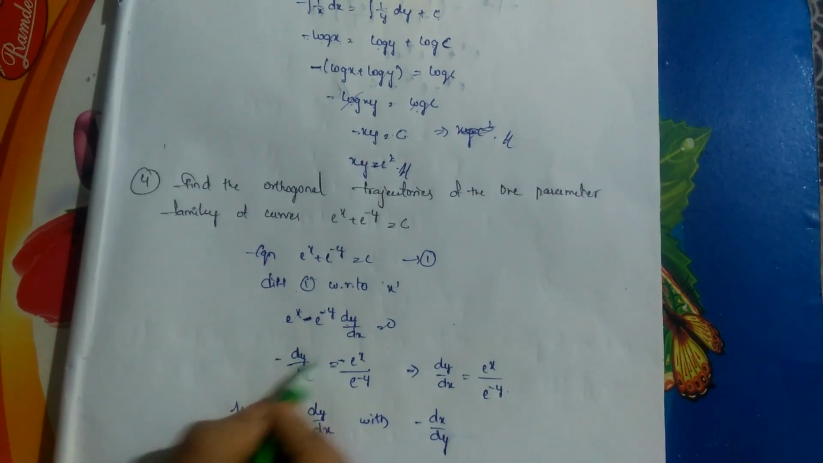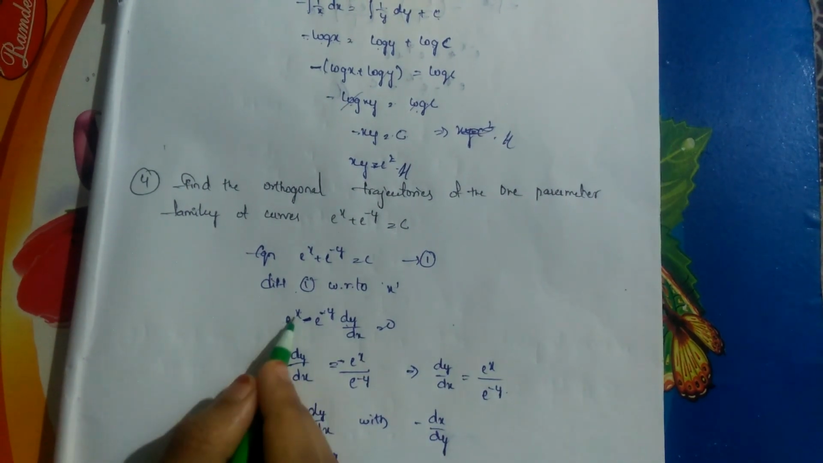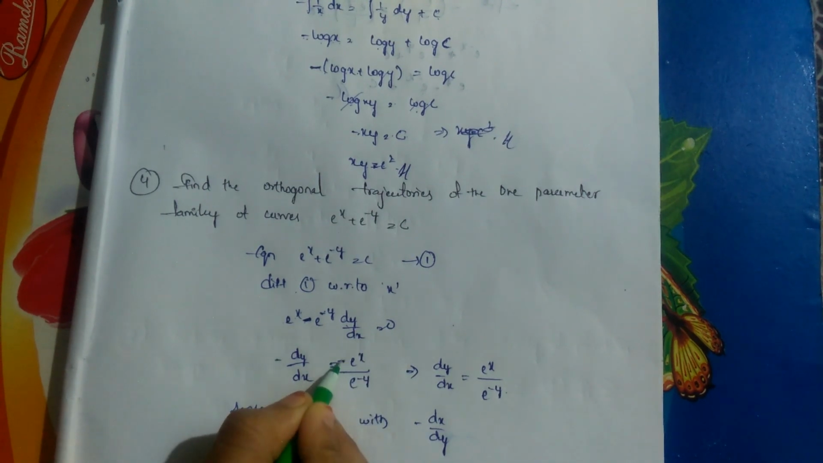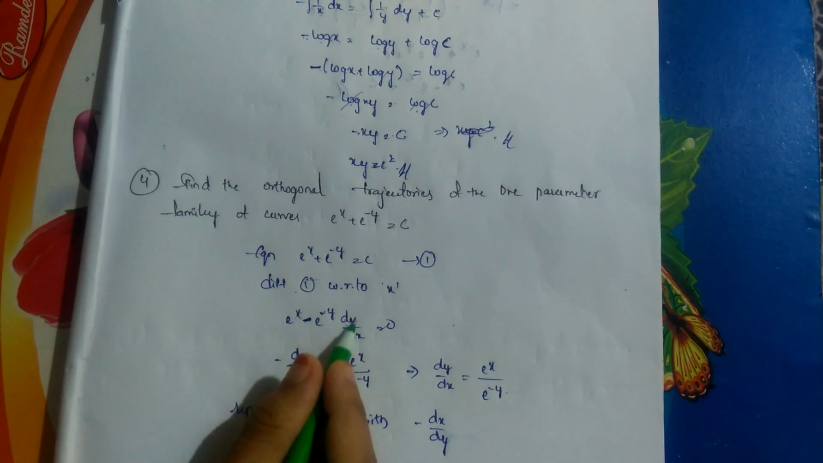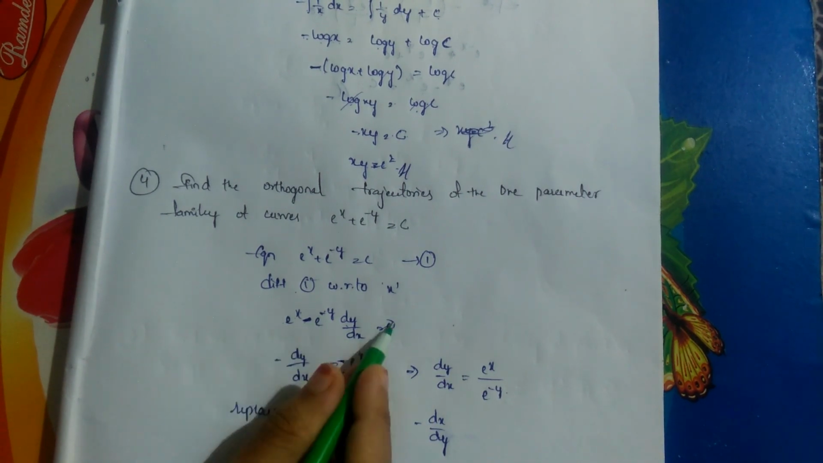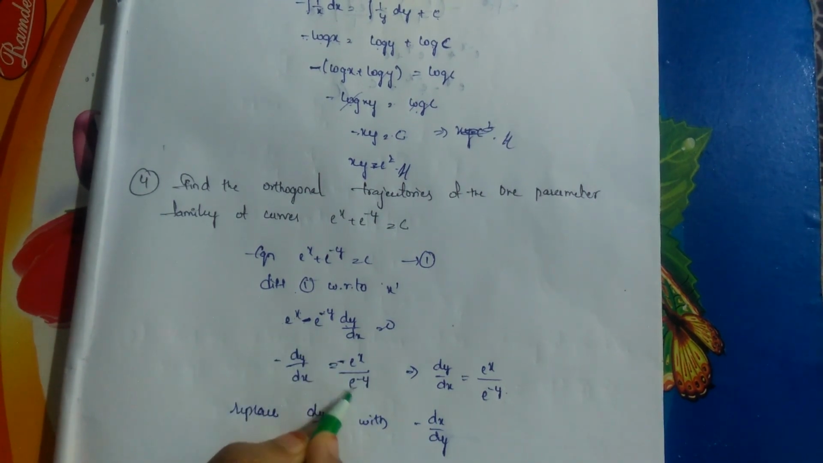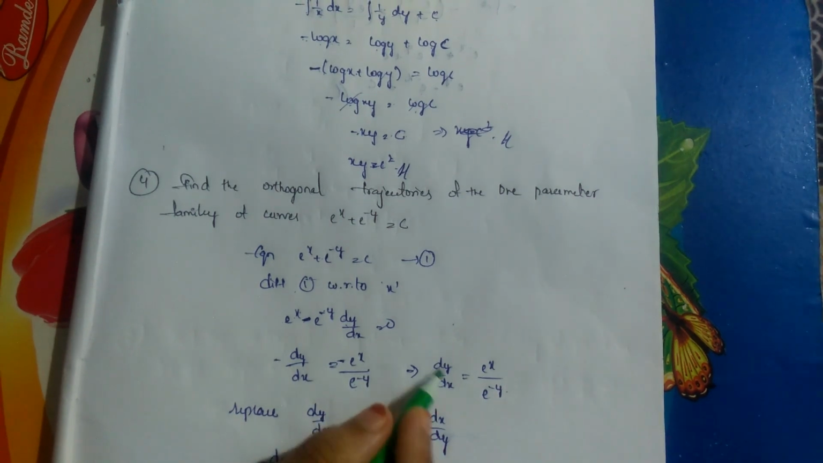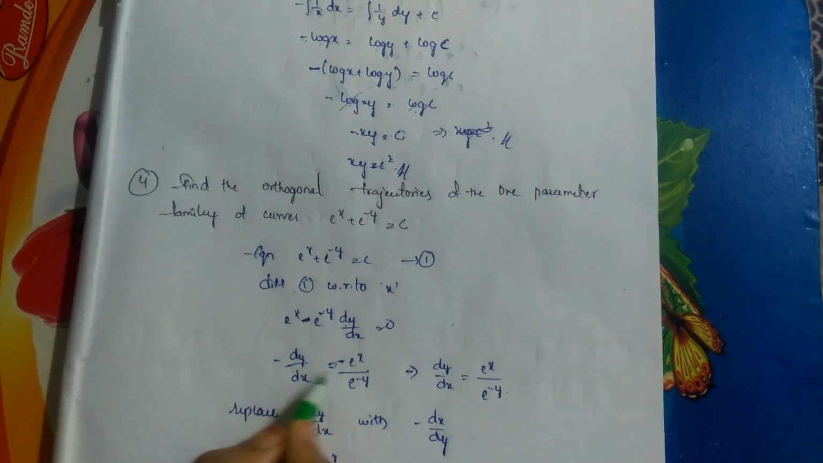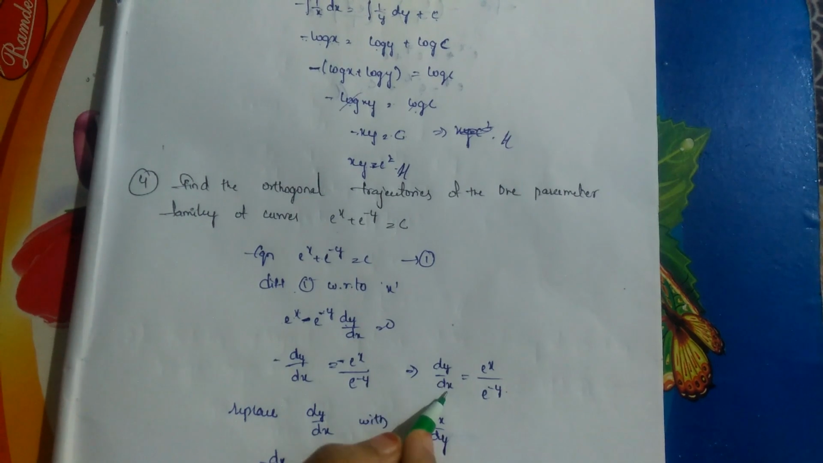Then here minus e power minus y dy by dx is equal to, send this e power x to the right hand side, it becomes minus e power x. Here it is multiplying with dy by dx, so when you send this to the left hand side, it goes into the denominator, 1 by e power minus y. So dy by dx is equal to minus e power x by e power minus y. Now on both sides minus will be cancelled. Then dy by dx is equal to e power x by e power minus y.